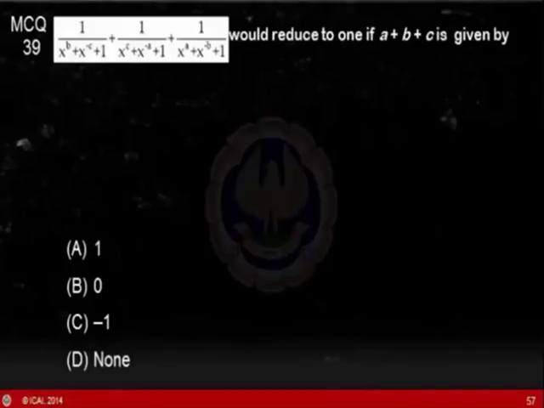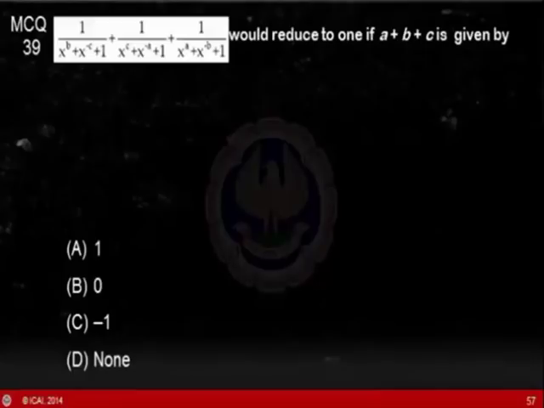Or the second way could be that you just understand when this would reduce to 1. This can reduce to 1 in one circumstance. I mean, there can be various circumstances, but one of them could be that the first part, 1 by x to the power B plus x to the power C plus 1, would come as 1. 1 plus x to the power C plus x to the power minus A plus 1 would again be 1.